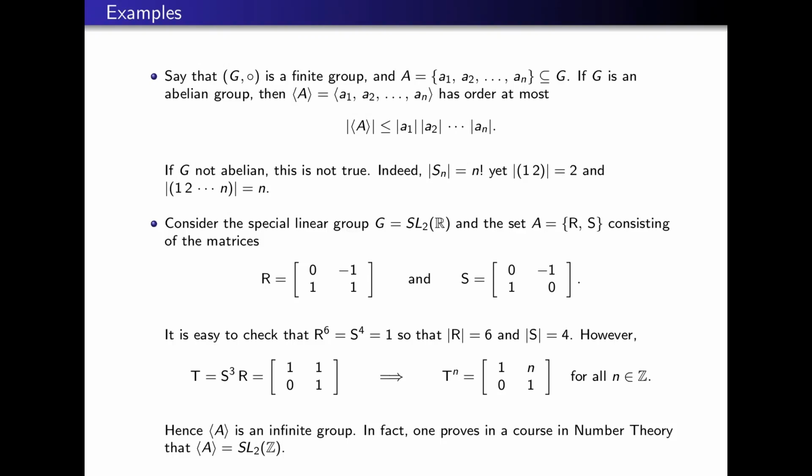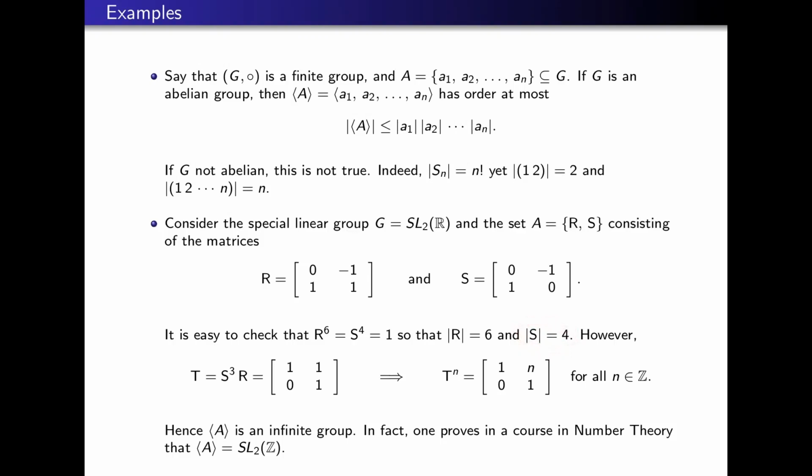Let us return to the special linear group, but now with entries in the real numbers. And let us consider the set A to be the set consisting of the matrices R and S, where R and S are as defined here. So one can verify that if we take R to the 6th, that's the identity matrix, S to the 4th is the identity matrix. So that tells us that the order of R is 6. The order of S is 4.